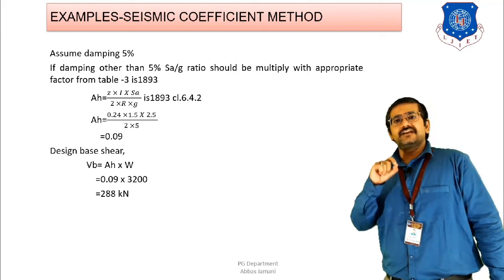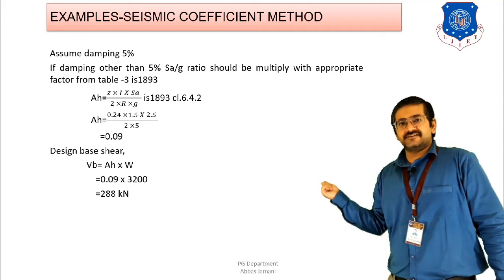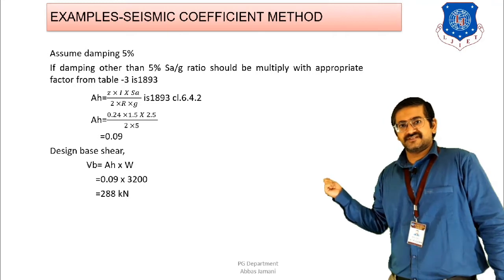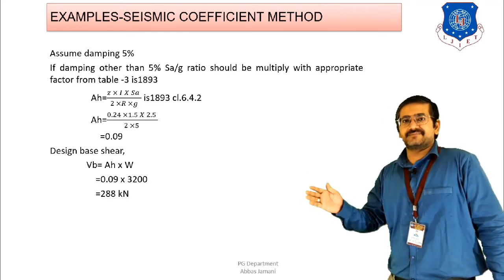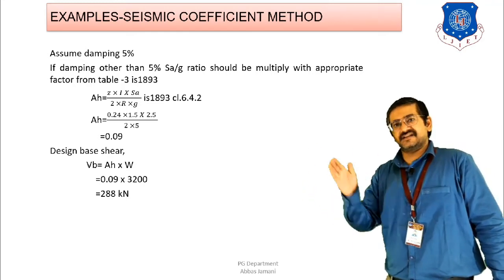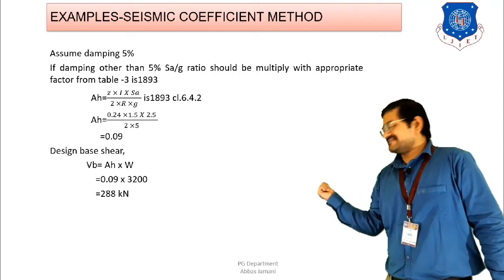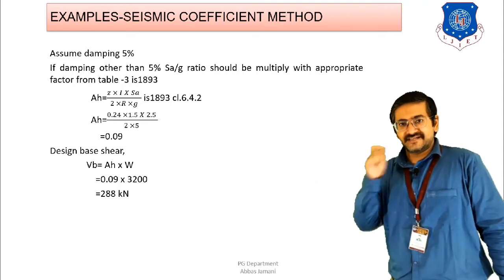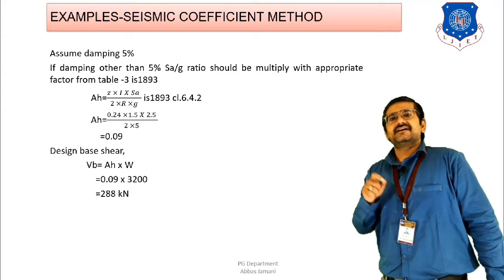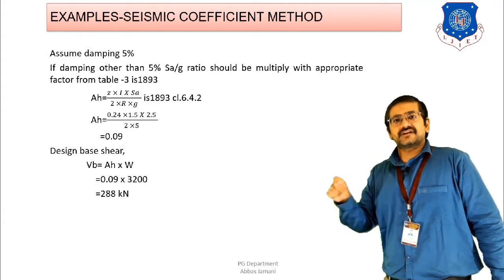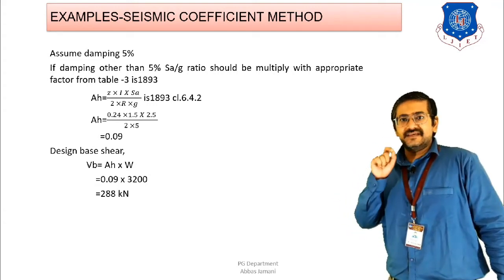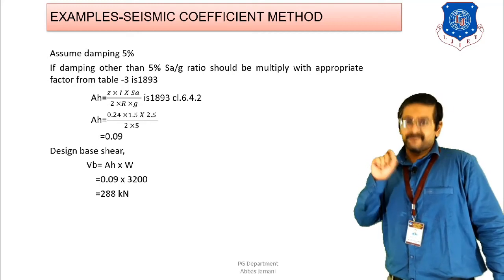Again, whenever you get the value of Ah, it will be in terms of 0.09, 0.04, 0.06. So when you convert to percentage, you will get the percentage as 4%, 6%, 8%, 11%. Here we are getting the value as 9%. So what does it indicate? It indicates that 9% of the total seismic weight will be applied as a lateral load on your building, right?